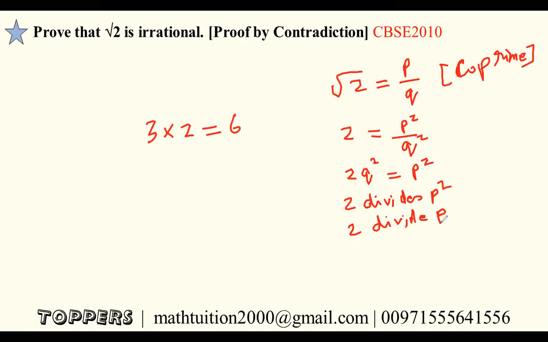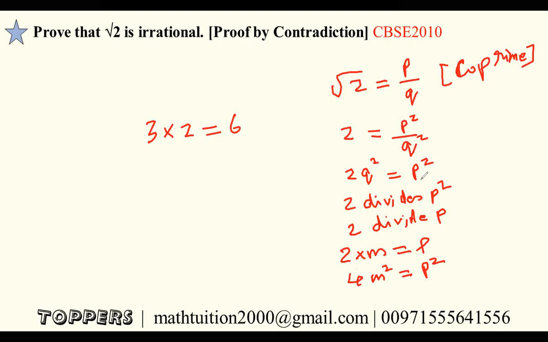If 2 divides p, it means 2 multiplied by some integer will give you p. So we can consider 2 multiplied by m gives you p. So if you square on both sides, what will happen? 2m whole square means 4m square equal to p square. Correct? Because this 2 multiplied by some integer will give you p. So 2 square into m square, 4m square equal to p square. Okay.